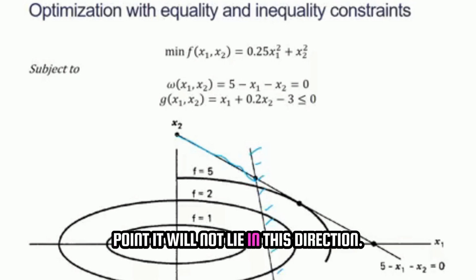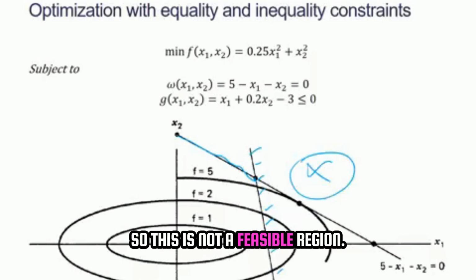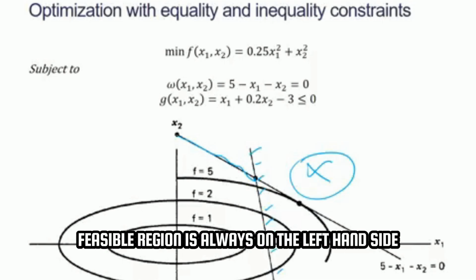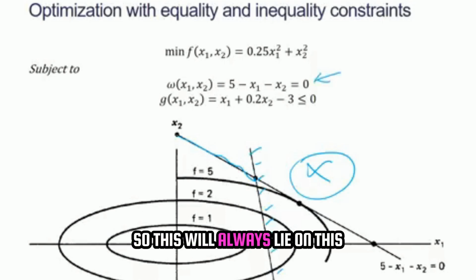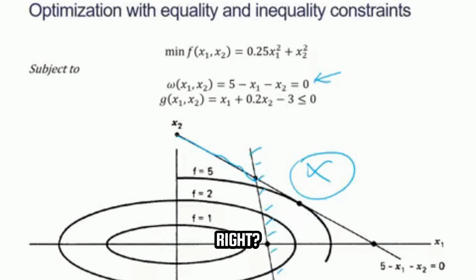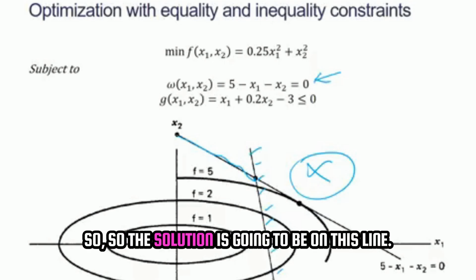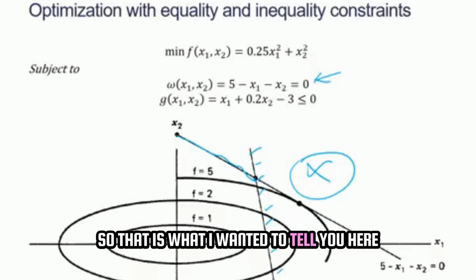It will not lie in this direction, so this is not a feasible region. The feasible region is always on the left hand side, and because it is an equality equation, the solution will always lie on this line. So the solution is going to be on this line. That is what I wanted to tell you here, and I hope you can easily visualize this.